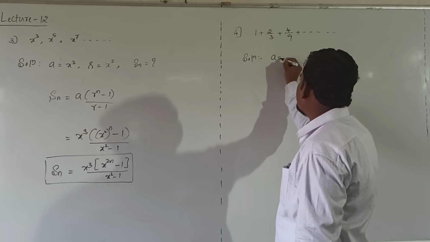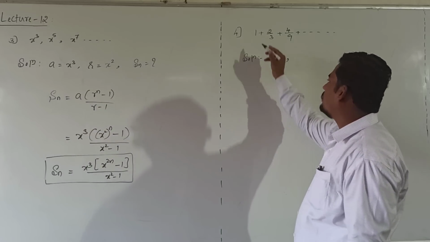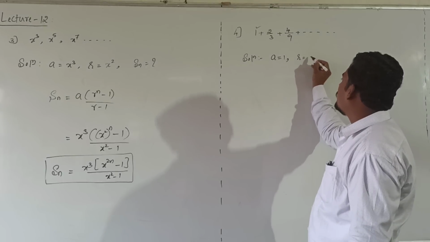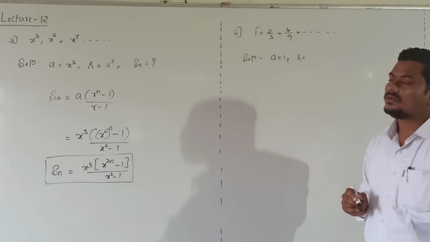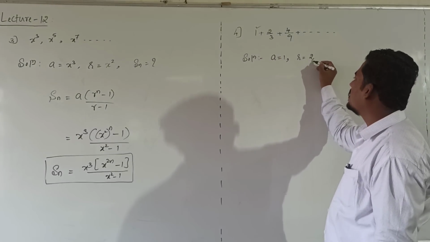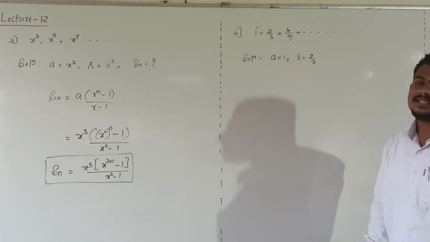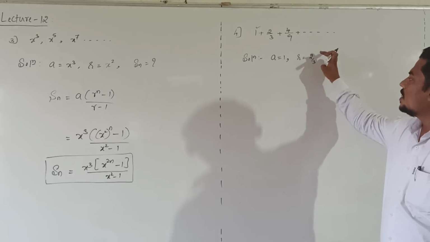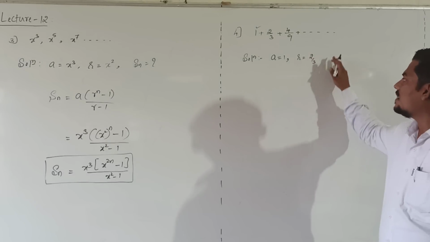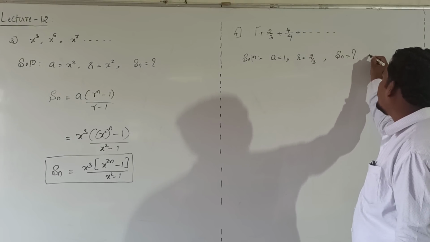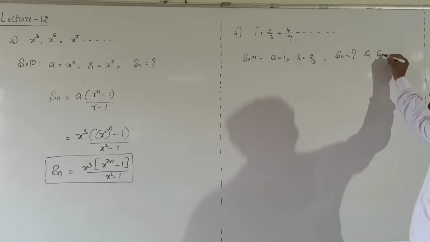In this case, what is small a? It is the first term of the GP. What is the common ratio? Term divided by its previous term, that is 2 divided by 3. Whether 2 by 3 is less than 1 or more than 1? Clearly less than 1. And we need to find Sn value and S5 value.